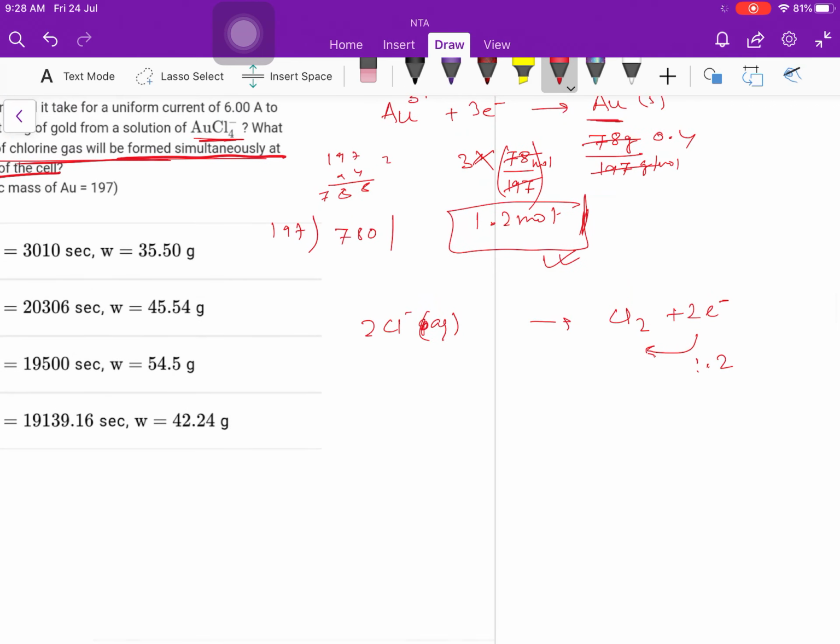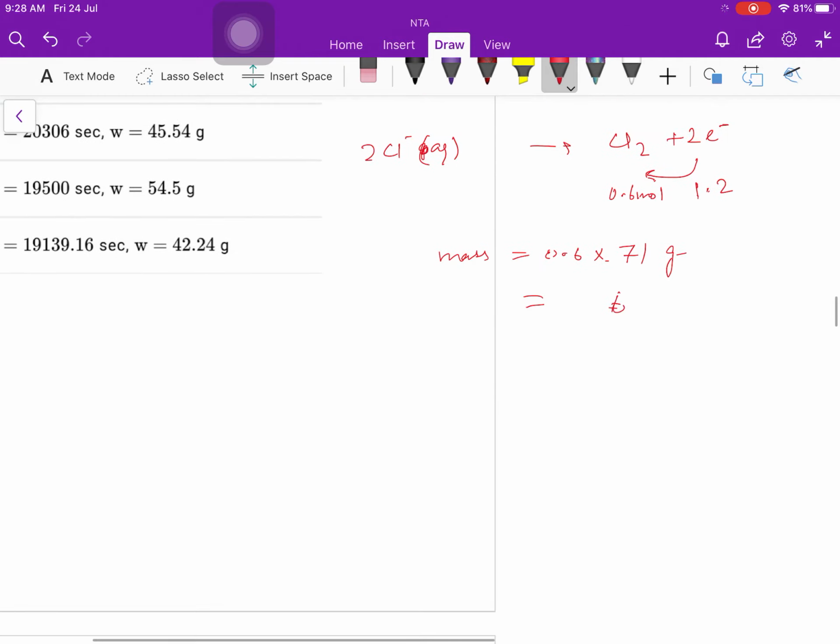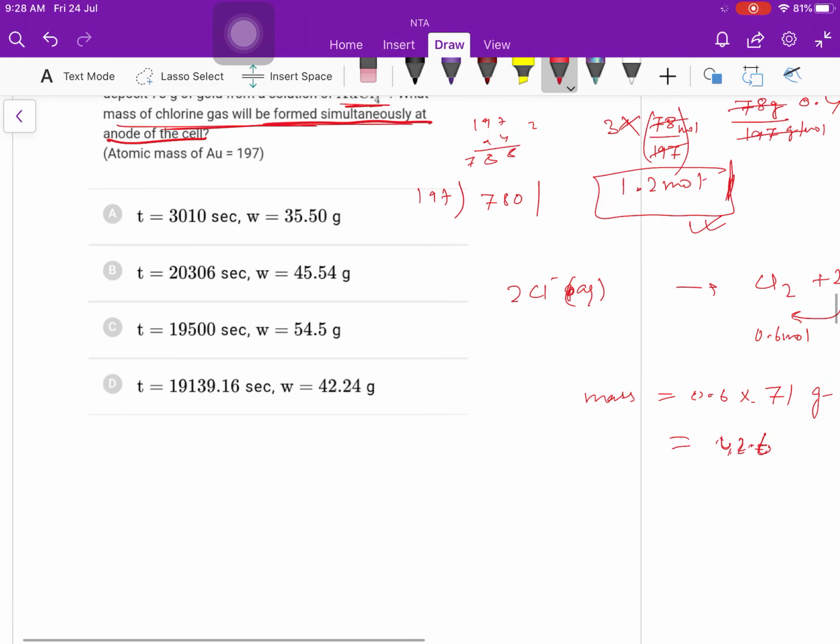So for 1.2 mole electron, we'll get 0.6 mole of Cl2, and the mass of 0.6 mole Cl2 is 0.6 into 71 gram. This is equal to 6 into 7, 6 7s are 42, so 42.6 gram. So around 40, because we have approximated the value when we divided 78 upon 197, so we get 42.6 gram of Cl2.